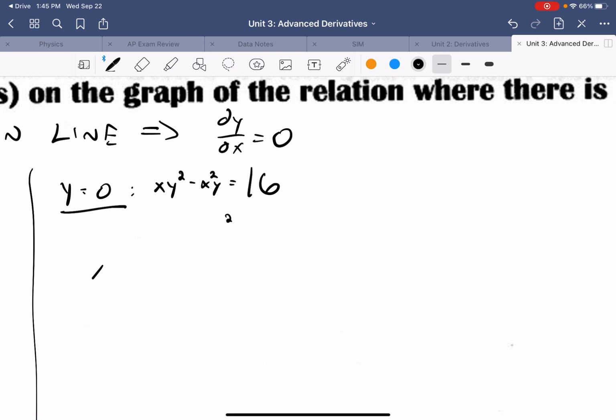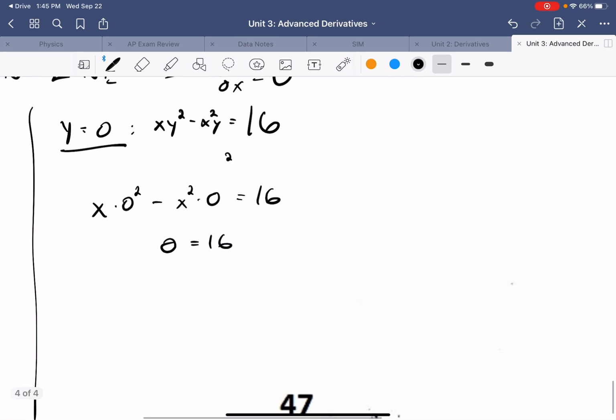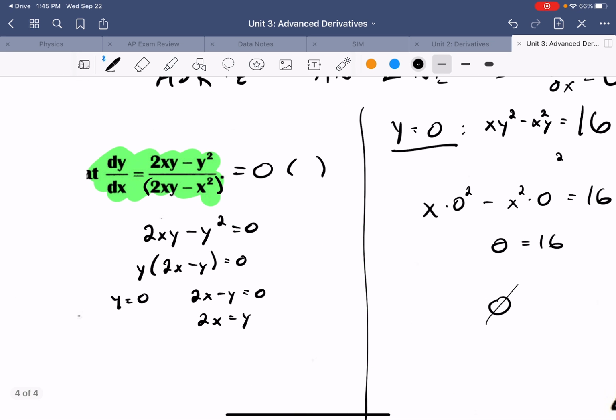So we have x times 0 squared minus x squared times 0. You can probably see where this is going. Everything on the left there has a 0. So we get 0 equals 16. Untrue statement. That means no solution. So y equals 0 does not lead us anywhere.